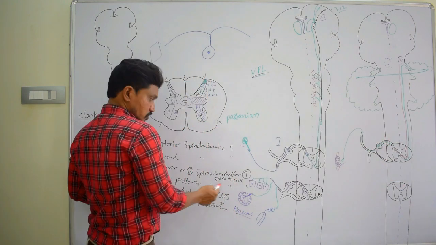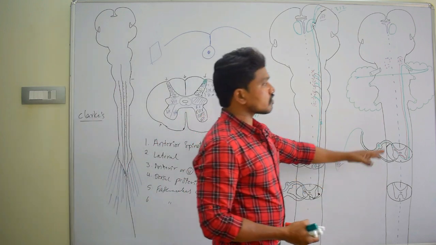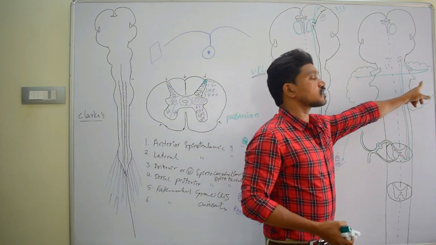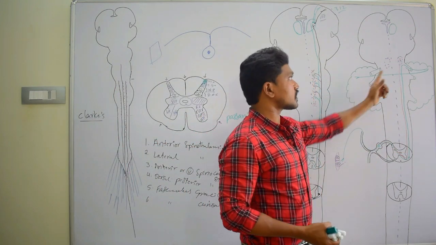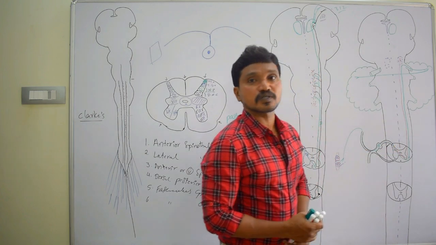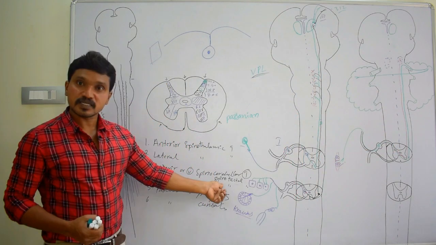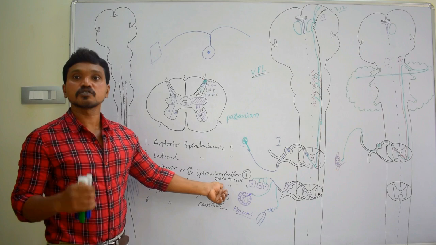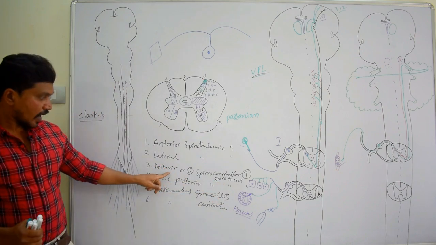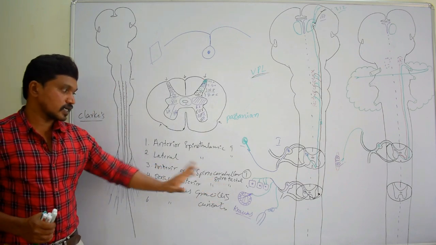This is only spinotectal tract. In case of anterior spinocerebellar tract, it reaches to the cerebellum. In case of spinotectal, second order neurons will be reaching to the superior colliculus. This tract is responsible for the visual reflex. So this is about the anterior spinocerebellar tract and spinotectal tract.